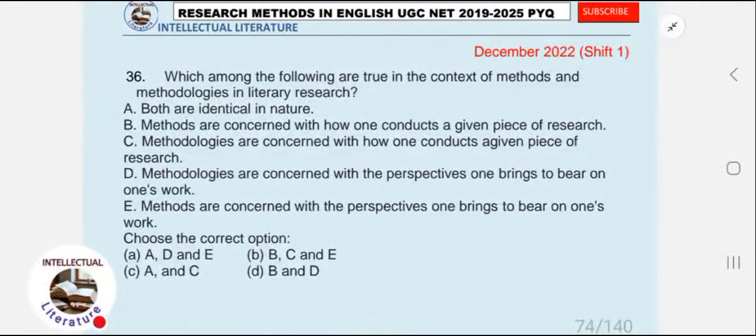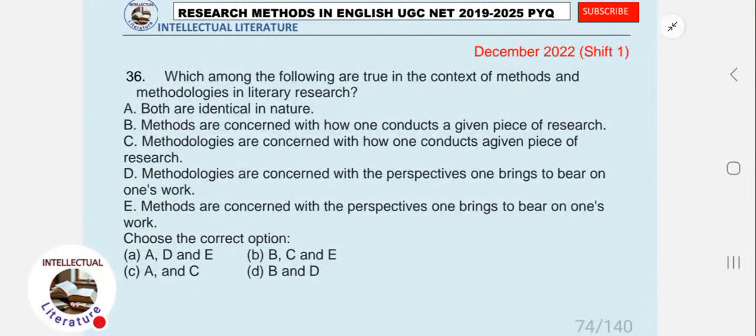This is your December 2022 Shift 1 question. Which among the following are true in the context of methods and methodologies in literary research? Your options are: both are identical in nature; methods are concerned with how one conducts a given piece of research; methodologies are concerned with how one conducts a given piece of research; methodologies are concerned with the perspectives one brings to bear on one's work; methods are concerned with the perspectives one brings to bear on one's work.